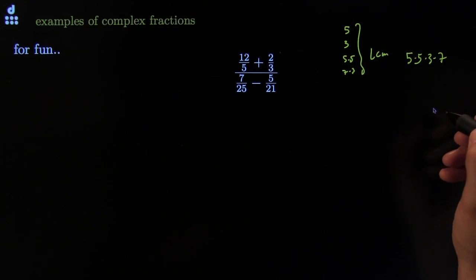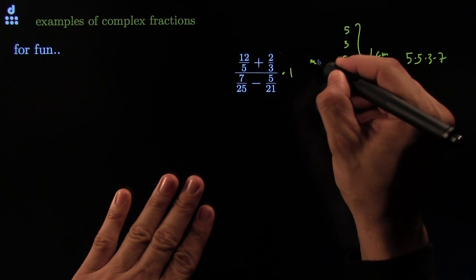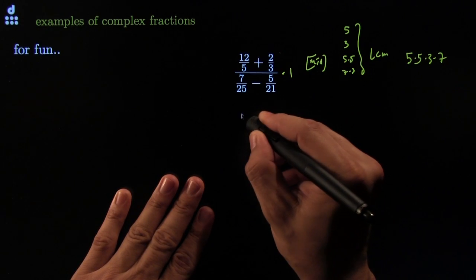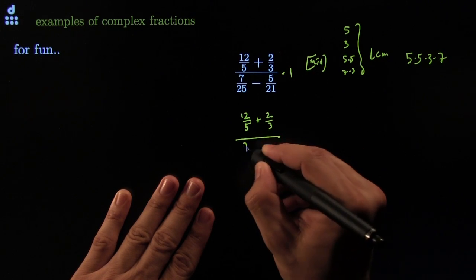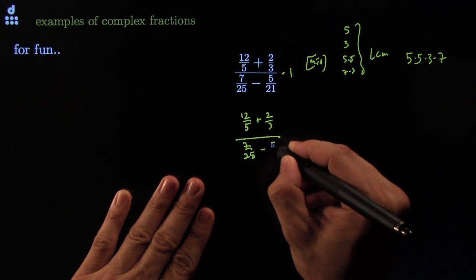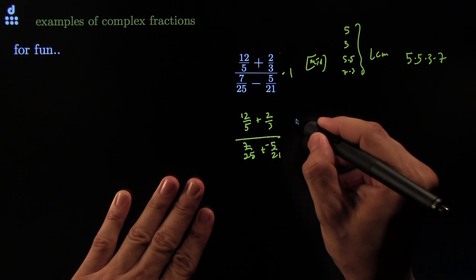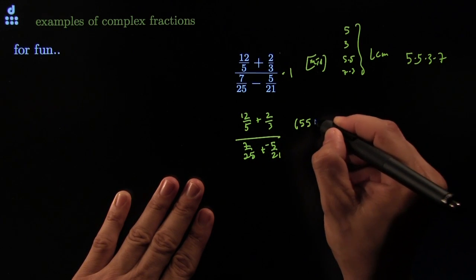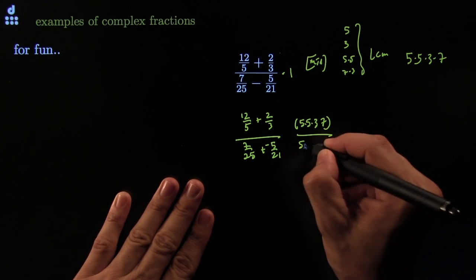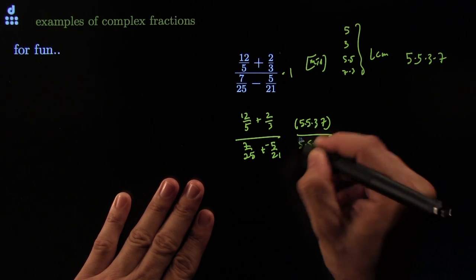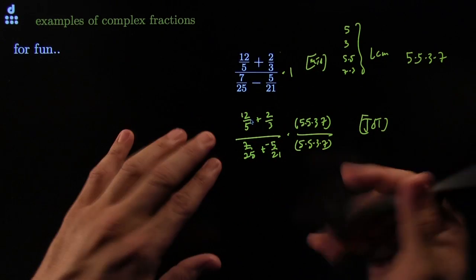That's the LCM. So what I should do is I can multiply this by 1 using the multiplicative identity, and then I'm going to change that 1 again. I don't like this minus, so I'm going to change that 1 into a 5 times 5 times 3 times 7 all over 5 times 5 times 3 times 7, and this is by just one theorem. And then I'm going to multiply across and distribute it.